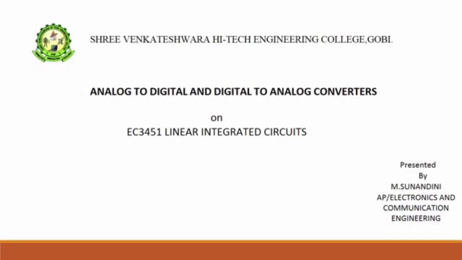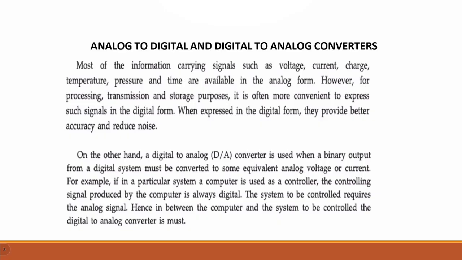Today we are going to see about analog to digital converters and digital to analog converters. Both A to D converters and D to A converters are used in the transmitter side as well as the receiver side. Usually our information-carrying signals are in the form of current, voltage, temperature, pressure, which are in analog form. If we transmit this analog form as a digital signal, we have better accuracy and a low interference signal.